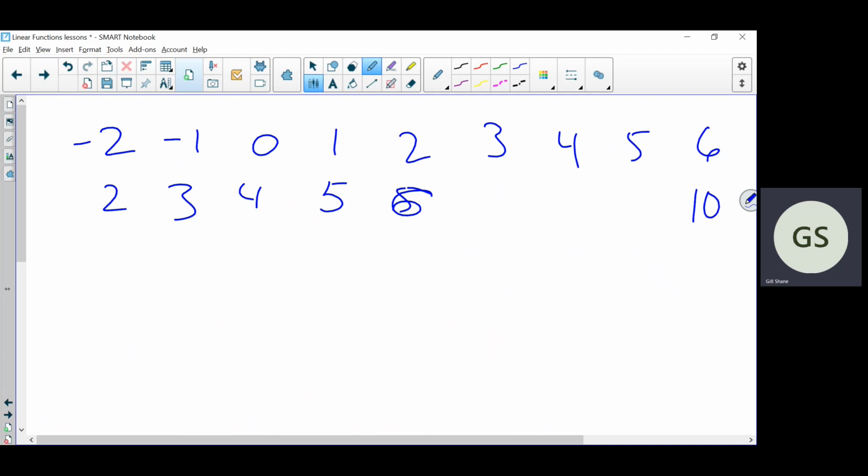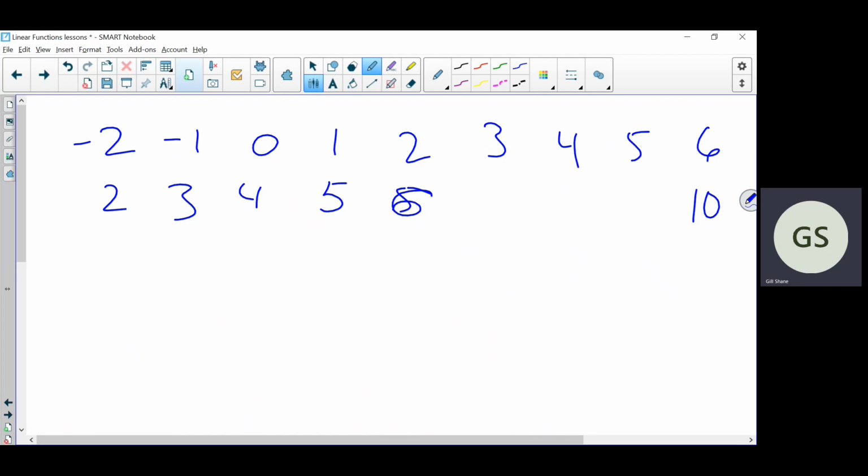So what's your y-intercept? Y-intercept will be 1. Where is x 0? What's the y value when x is 0? That's your y-intercept. I knew it was 4.